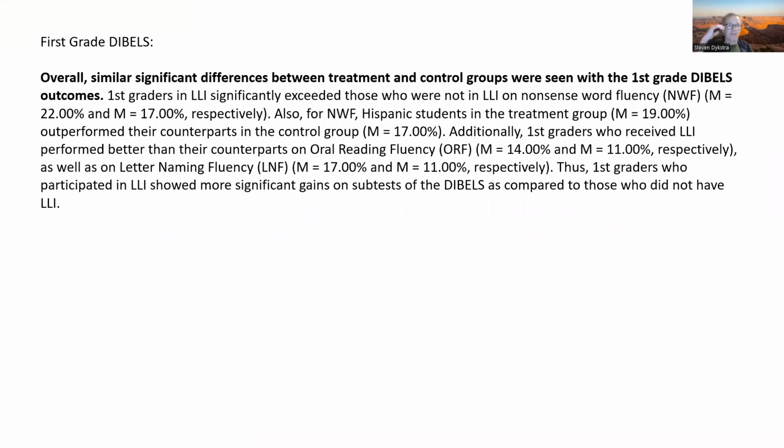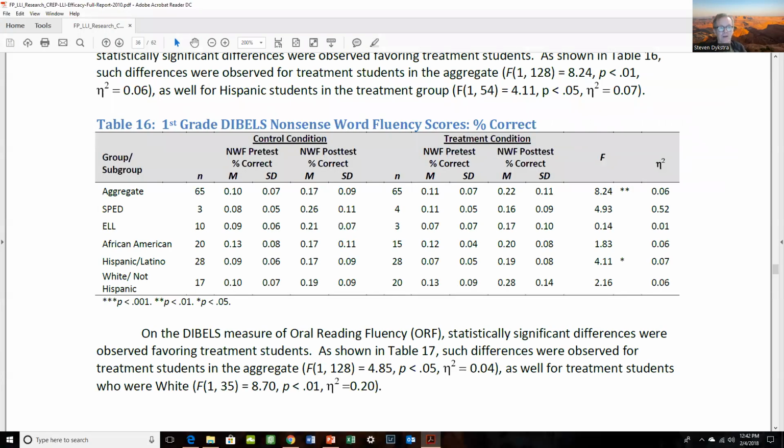First grade DIBELS. Overall, similar significant differences between treatment and control groups are seen with the first graders, who significantly exceeded those who were not in LLI on nonsense word fluency. Let's look at the actual numbers. They're trying to make this sound as good as they can. So in the aggregate, the kids did better, but in this case, it was only Hispanic Latino kids who did significantly better on their own, 28 of them. SPED kids, there were only 3, ELL, there were only 10. White non-Hispanic didn't do well. Nobody did much better except really the Hispanic and Latino kids.